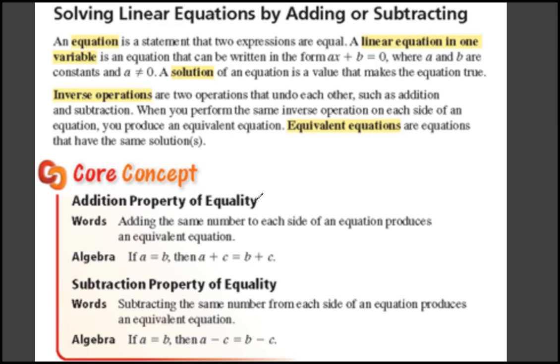Addition property of equality: adding the same number to each side of an equation always produces an equivalent equation. Similarly, the subtraction property of equality says that you just have to subtract the same number from each side of an equation, which produces an equivalent equation. That's the property. So let's do a few questions to quickly understand these properties.